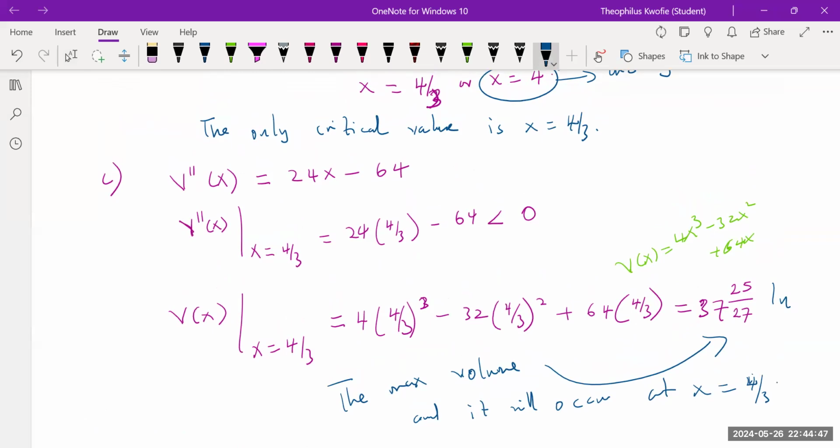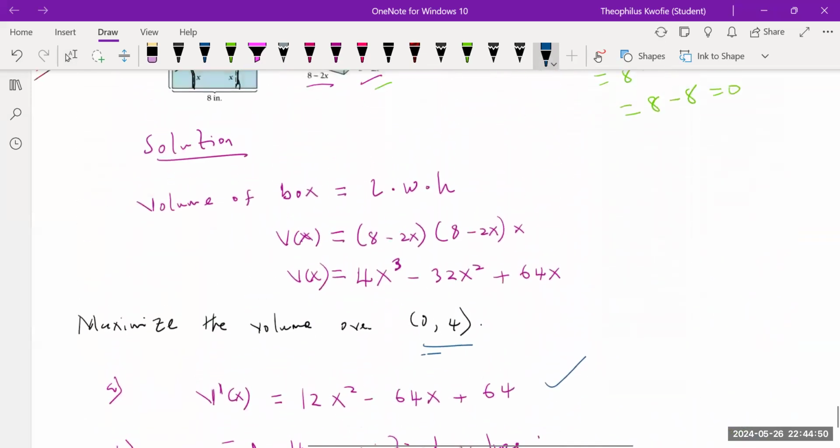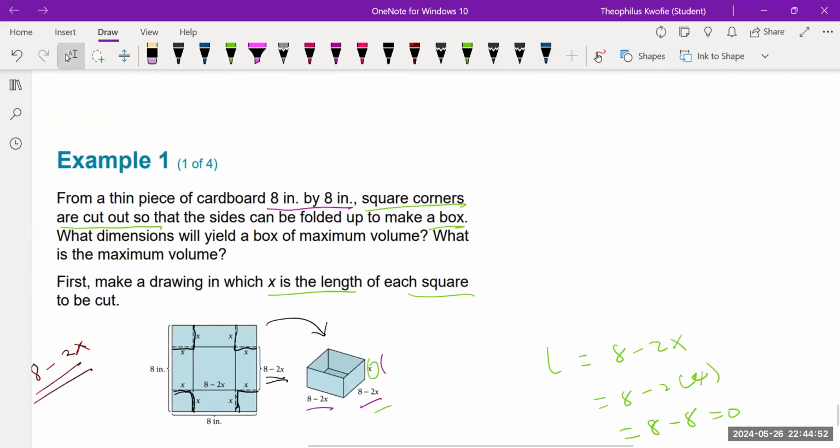So I just want us to appreciate that. I believe that this is now close to home. Now you are getting it, and we'll solve one or two more examples so that you are able to understand it better. Okay, so stay with me.